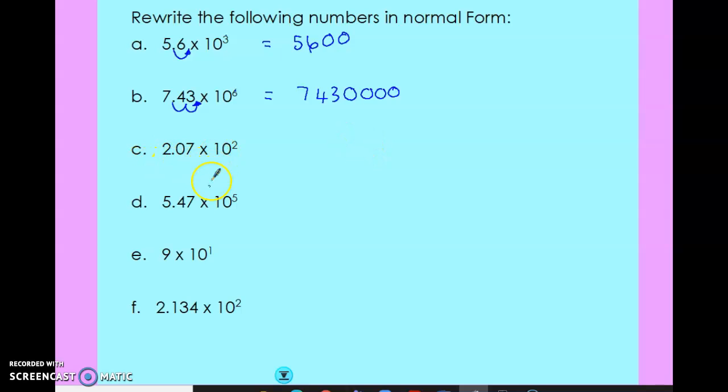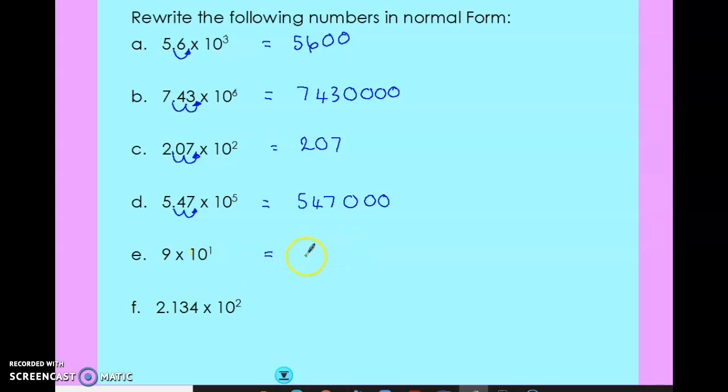C, 2.07 times 10 to the power of 2. I use up 2, getting rid of my decimal point. None left, so I don't need to add anything on at the end. D, 5.47 times 10 to the 5. 1, 2 to get rid of my decimal point. I've got 3 left. Add in my 3 zeros.